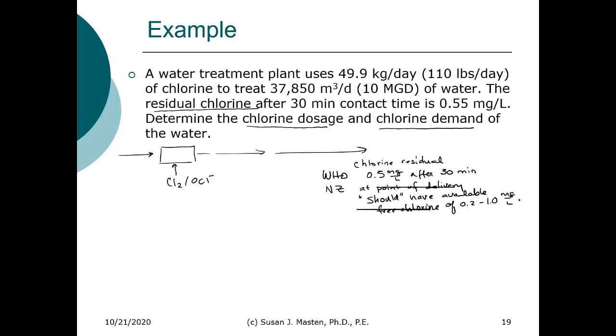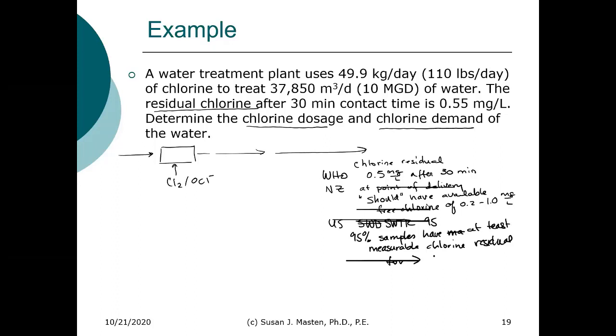And then in the US, under the surface water treatment rule, 95% of the samples have to have at least a measurable chlorine residual. And that's for more than two consecutive months.